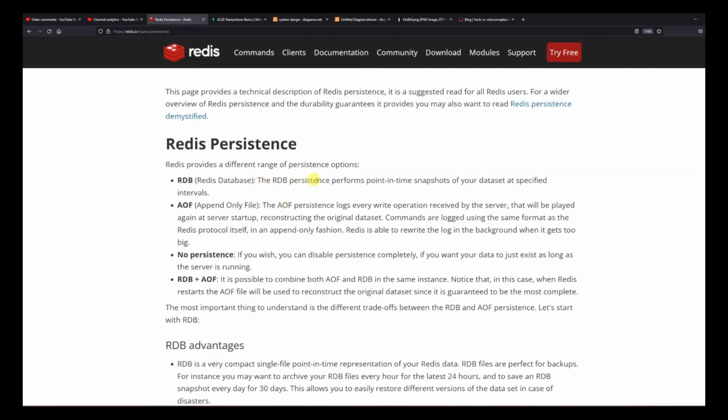The RDB persistence performs a point in time snapshot of your database at a specified interval. So you specify the interval, let's say 20 minutes, 30 minutes, whatever it is. So it takes a snapshot every 30 minutes or every X minutes, right? What happens to the changes that we make after the snapshot is taken? All the changes that we make after the last snapshot is taken are completely lost, right? So that's not what we want.